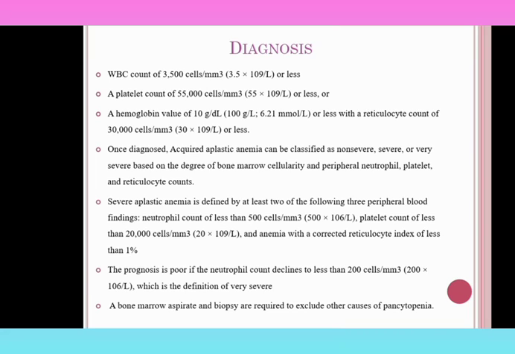Now coming to the prognosis. The prognosis is poor mostly due to the neutrophil count, when it decreases to less than or equal to 200 cells, which by definition is a very severe condition. A bone marrow aspiration and a bone marrow biopsy are also required to exclude other causes of pancytopenia, so that they can be ruled out.